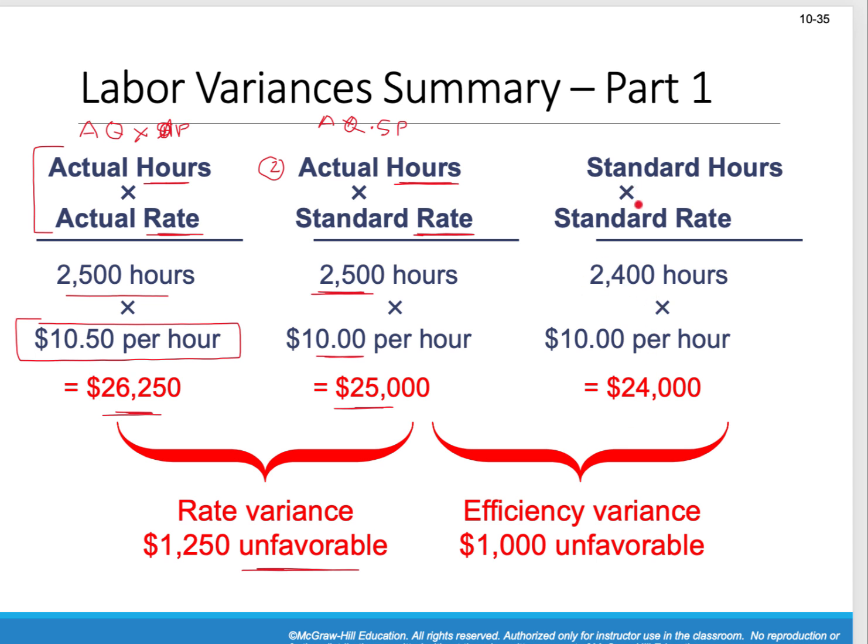Okay, no problem. Let's look at the standard hours at the standard rate. Well, this $10 was given to us in the problem, right? They did not tell us how many hours we should use. What is the standard hours that we used? Well, we know we made 2,000 parkas, and we know each of those parkas should take 1.2 hours. That means the standard hours that we should have used for the month is 2,400 hours, okay?